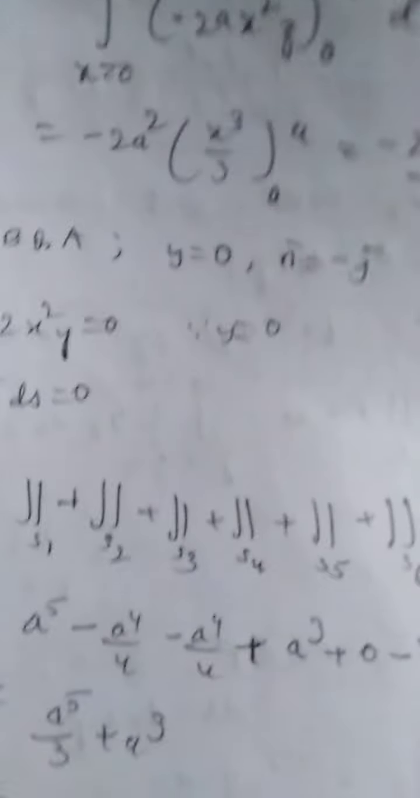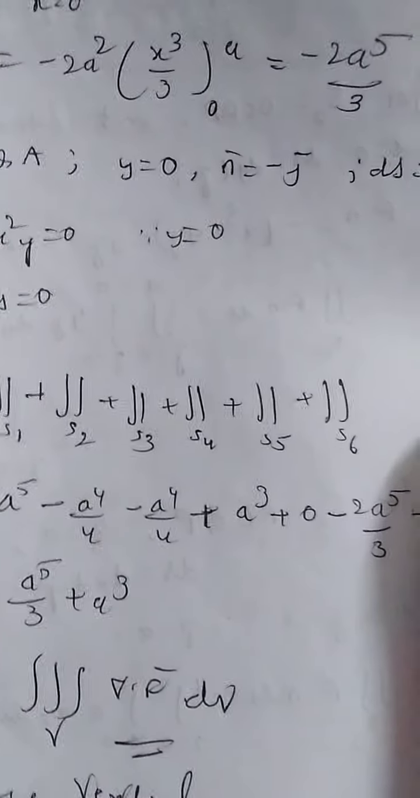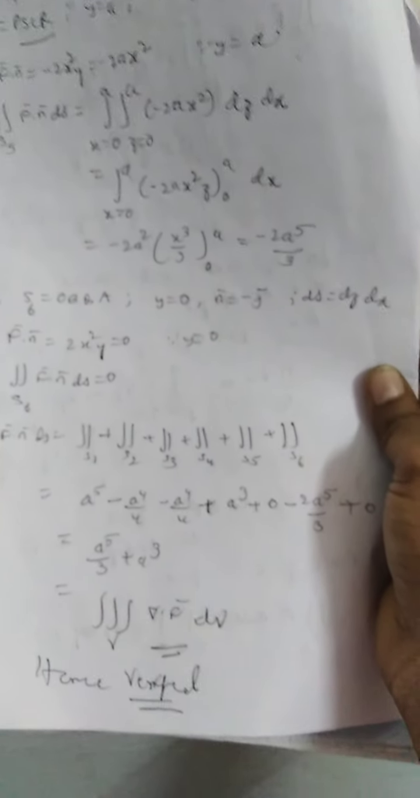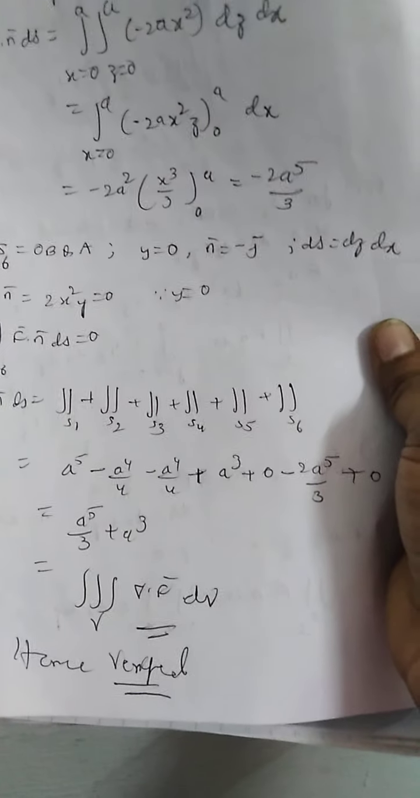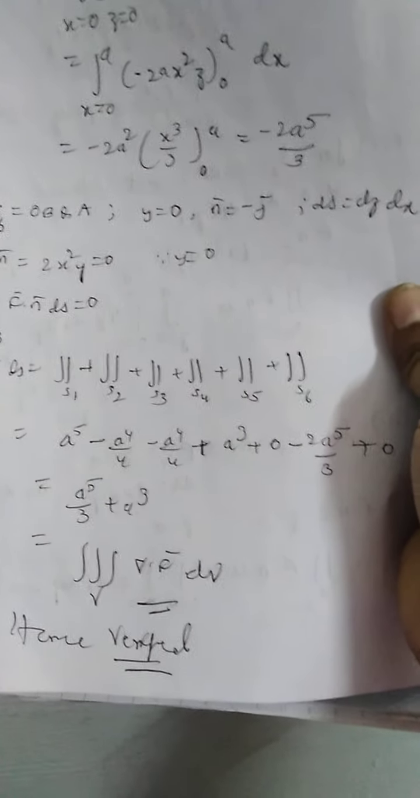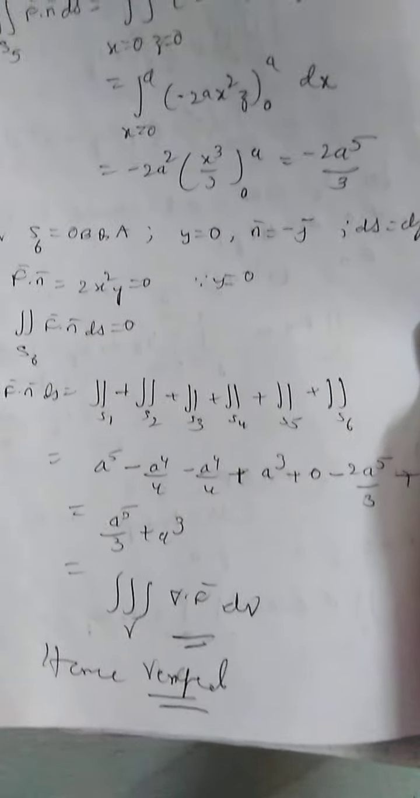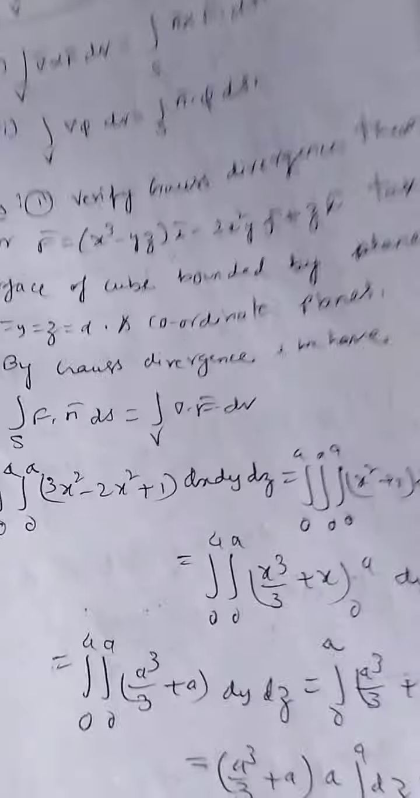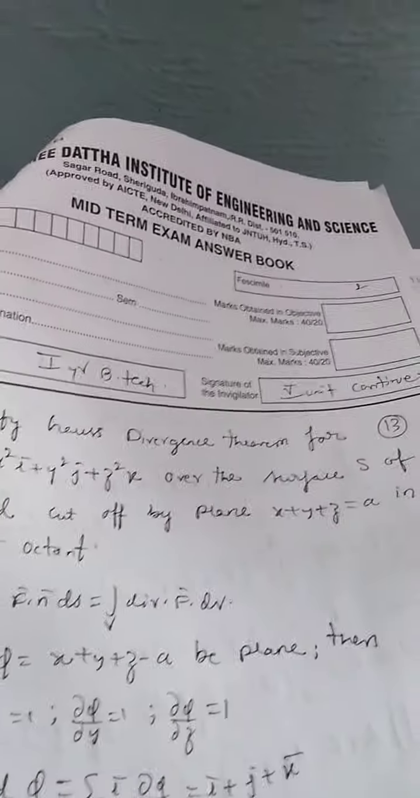Now adding all the faces of the double integrals, S1 plus S2 plus S3 plus S4 plus S5 and S6, we get a power 5 by 3 plus a cube. That is the final result, and it is the same as the RHS we got, a power 5 by 3 plus a cube. So we have verified the Gauss divergence theorem.